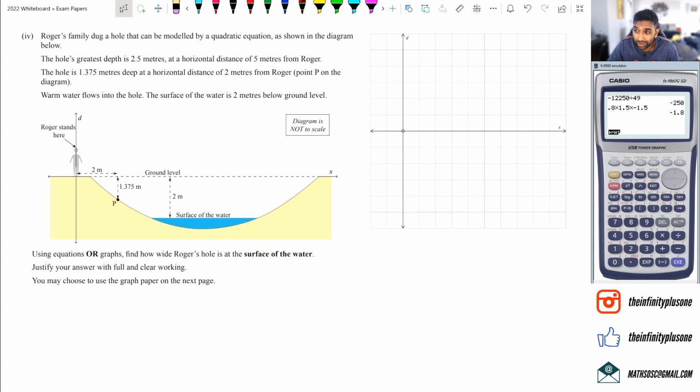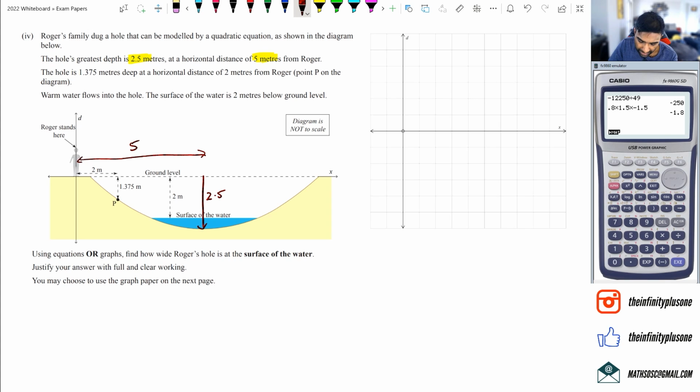Now, as I said to you guys before, I am going to do this the long method. I'm not going to do this the graphics calculator method. Fine, I'll do both. But I'm going to do the long method first, all right? Just to show you guys what's happening in this. So the first thing to notice is the hole's greatest depth. So this line right here is 2.5 at a horizontal distance of 5. So that right there is 2.5. From there to there happens to be 5.